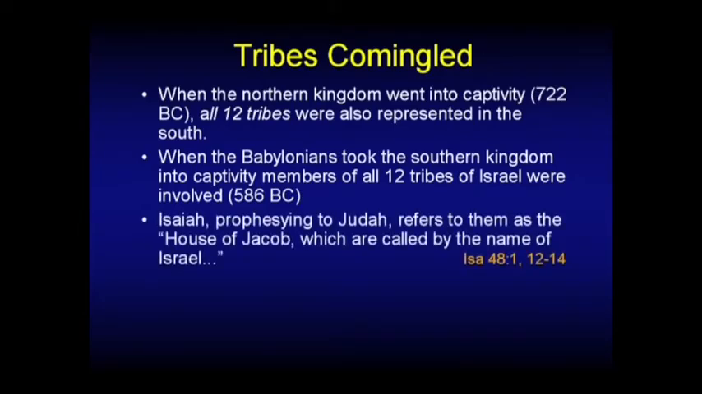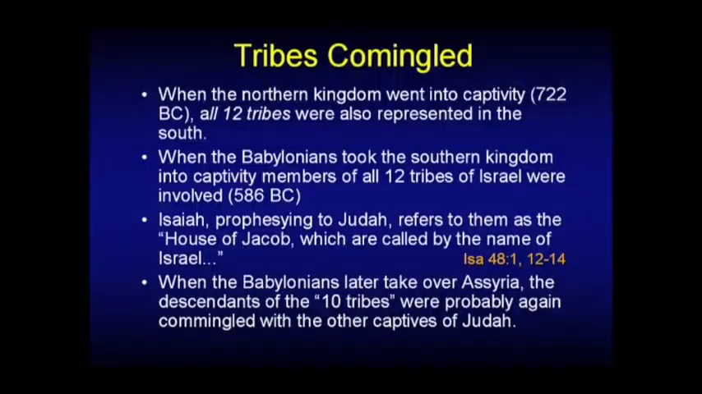And Isaiah, in prophesying to Judah, refers to them as the house of Jacob, which are called by the name of Israel. He's using the term Israel in its collective total sense. The word Israel can refer in some contexts just to the northern kingdom, which is what they called themselves. It can also mean the whole nation as a unified nation. That's the idea. And when the Babylonians later take the overseer, the descendants of the 10 tribes, or so-called 10 tribes, are probably again commingled with the other captives.